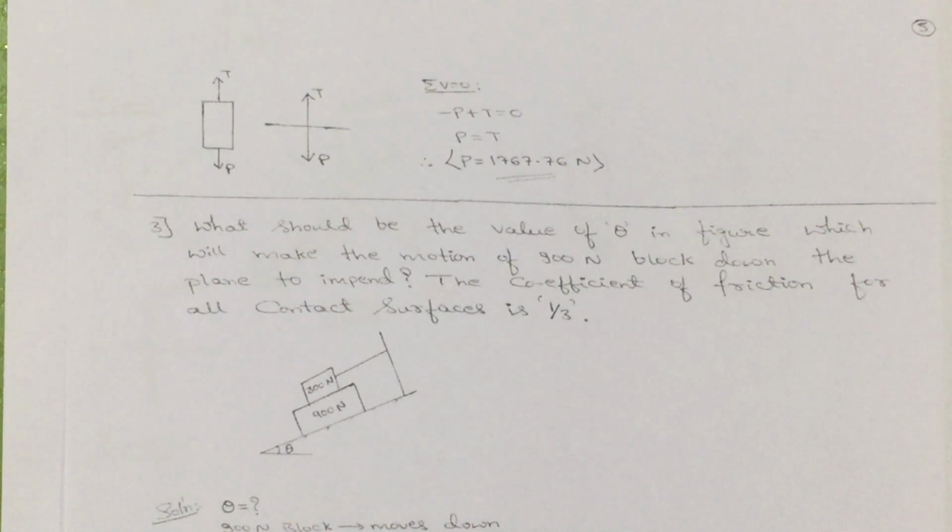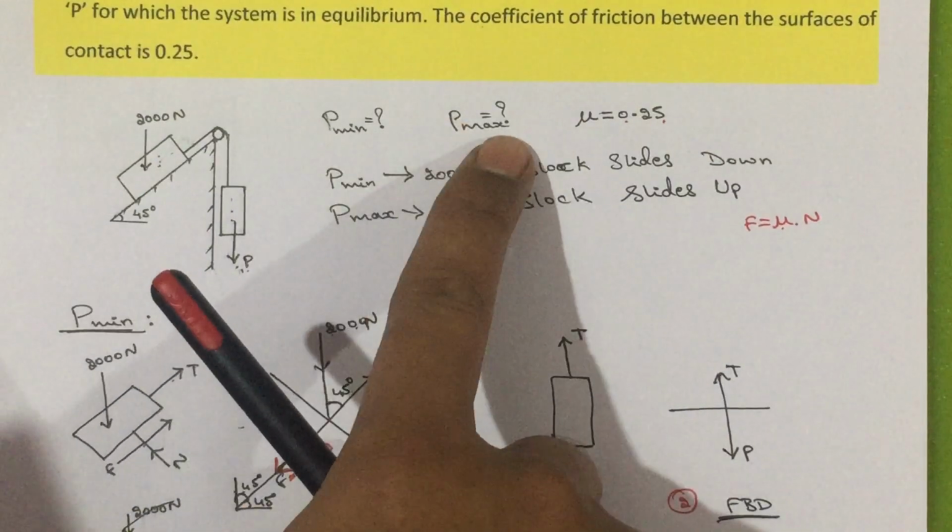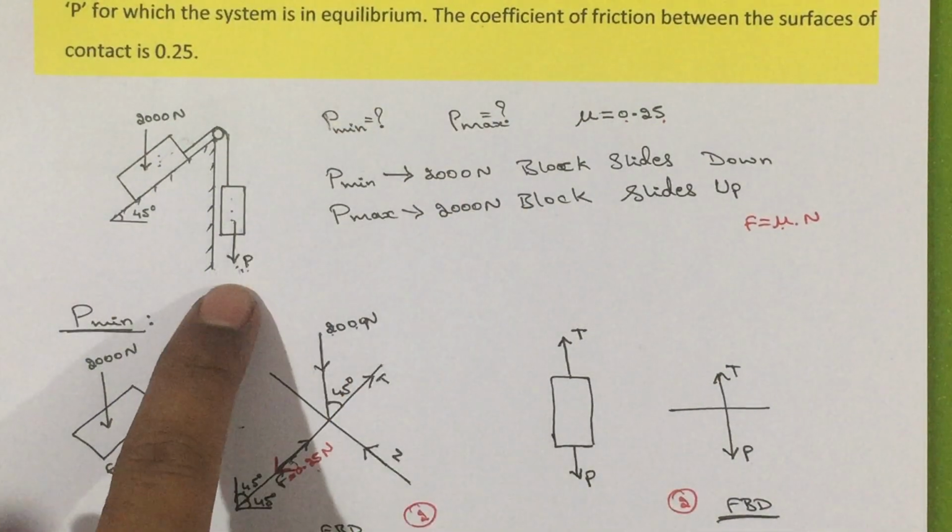Here they asked for two things. One is P minimum, P maximum. We just need to understand.